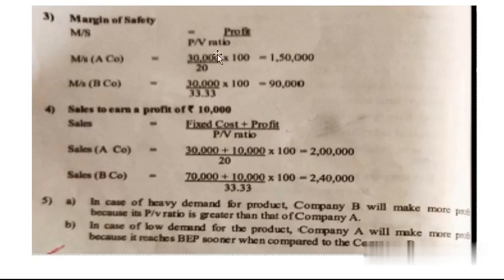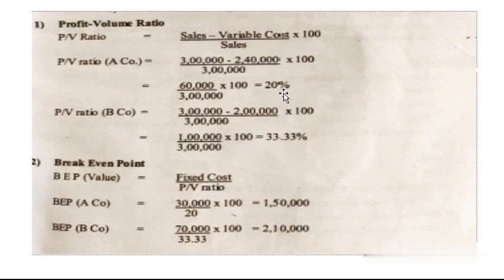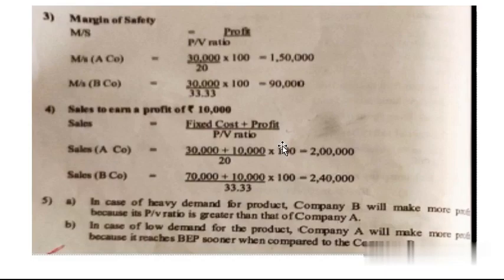So 30,000 divided by PV ratio, what you have got from this calculation: for A 20% and for B it is 33.33%. So 30,000 divided by 20 into 100 will give you 1,50,000, and for B 30,000 divided by 33.33 into 100 will give you 90,000.